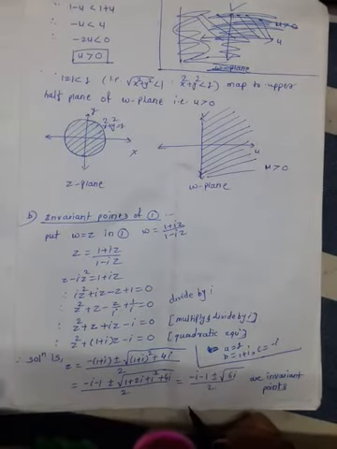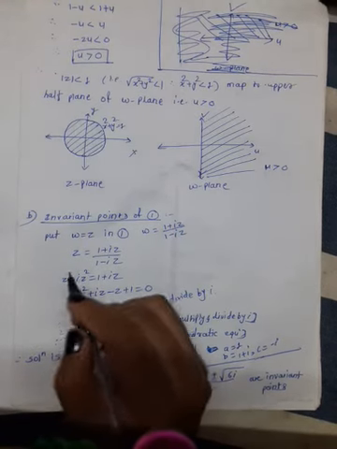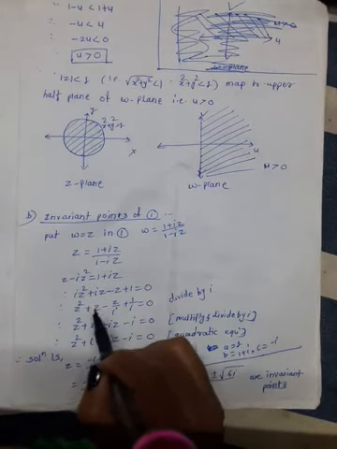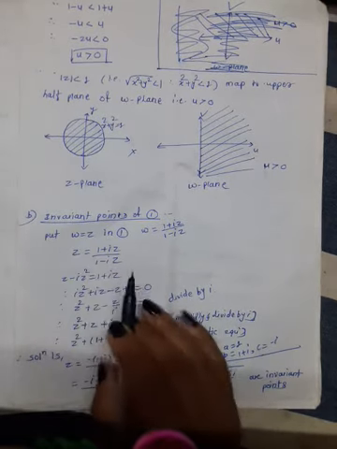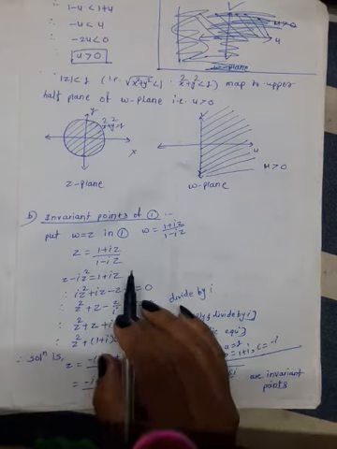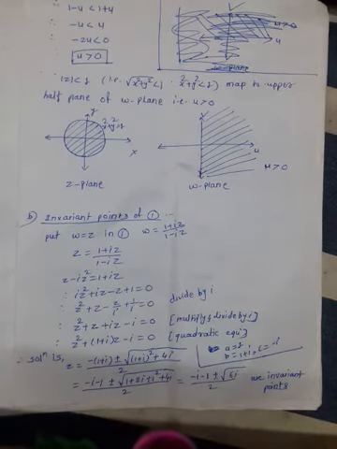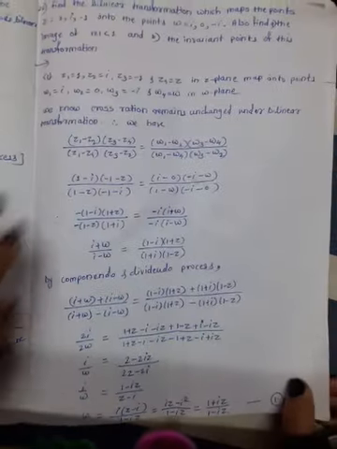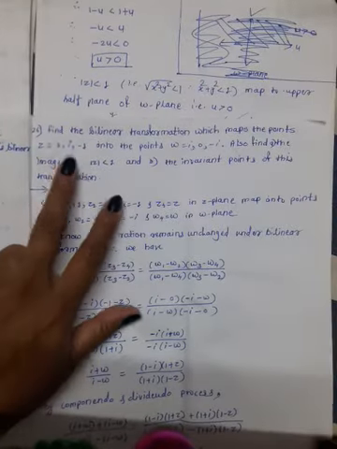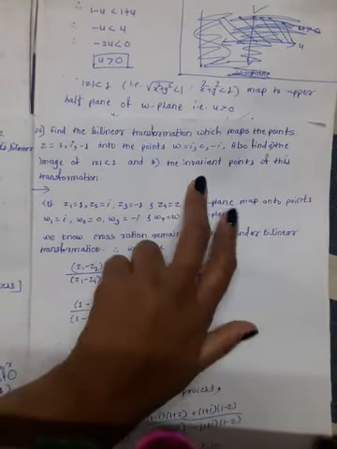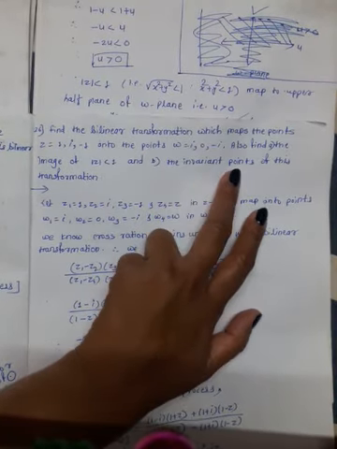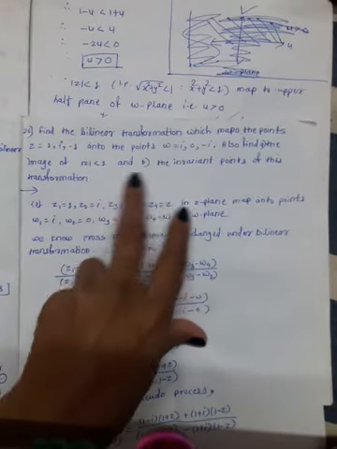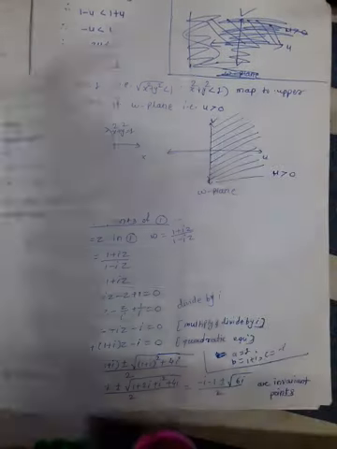Hello everyone, let us see the next point. In the last lecture we have seen an example where the second part was to find the invariant points under the transformation. Okay, we have completed finding the invariant points of this bilinear transformation. Now let us see the next example.